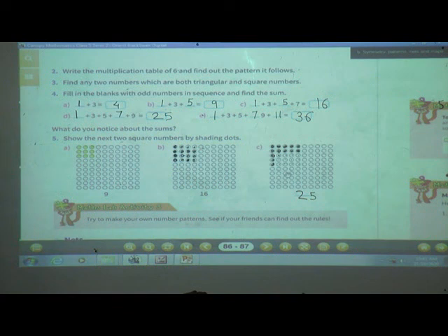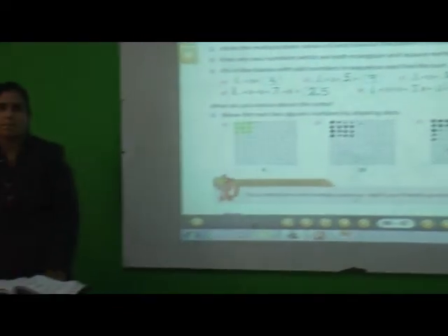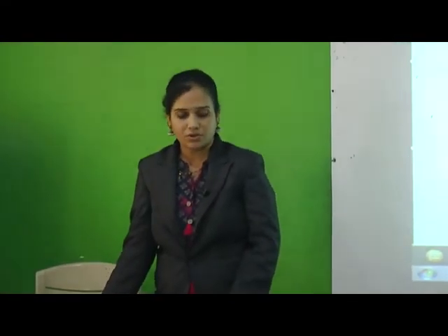Now students, in this lesson today we have studied pattern, squares, cubes. In this way we can solve triangular numbers also and square numbers also. So today we have completed our exercise 6.4.